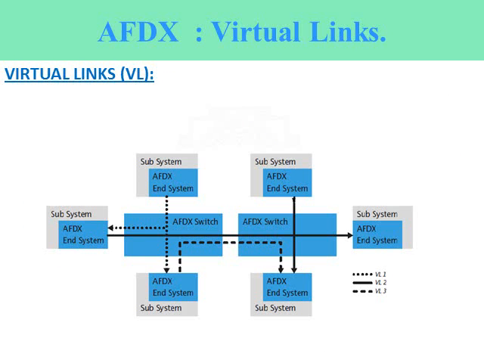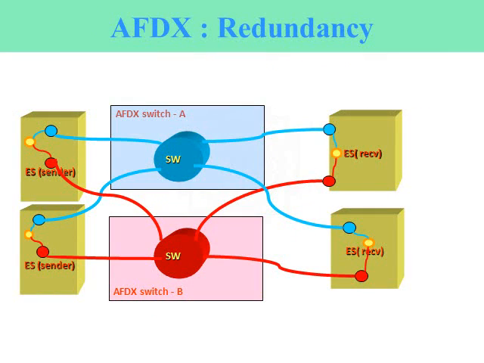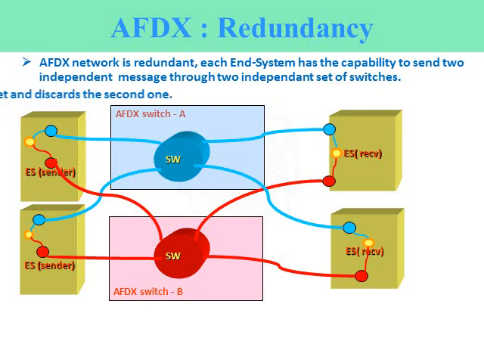This is the virtual link concept. It's a unidirectional link between different end systems. There can be many receivers, but only one starting point, as shown in the picture. And redundancy. You see, there are two senders and two receivers through two independent switches. So in case one fails, suppose this one fails, through this one it will reach. That's why in case of failure of one route, the second path will always deliver the message.